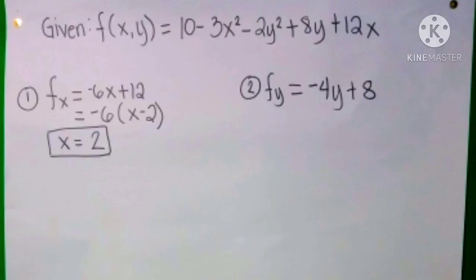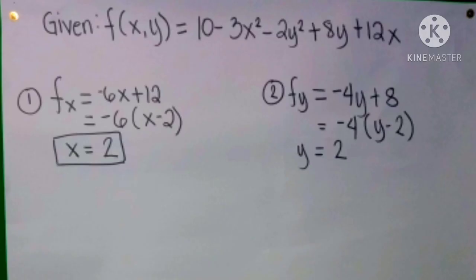Second, we have to find the partial derivative with respect to y. So 10 minus 3x squared and the 12x will become 0 since they will be treated as constant. So we're going to set f sub y equal to 0. So we have negative 4 times y plus 8 equals 0, so the value of y is 2.